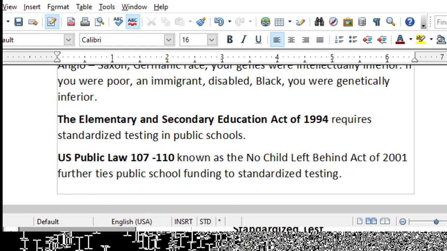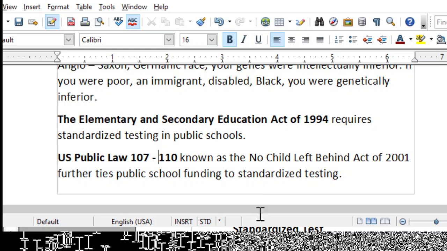All right, U.S. Public Law 107-110 is known as the No Child Left Behind Act of 2001, and it ties public school funding to standardized testing. Basically, what it means is that how public schools are funded is dependent on the test scores of the PSAT and SAT.